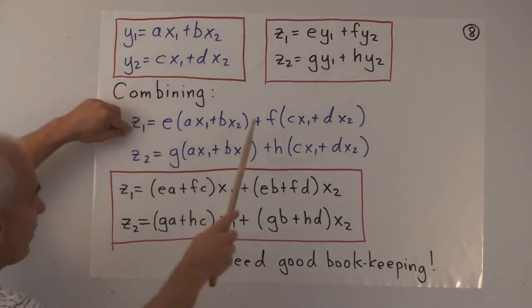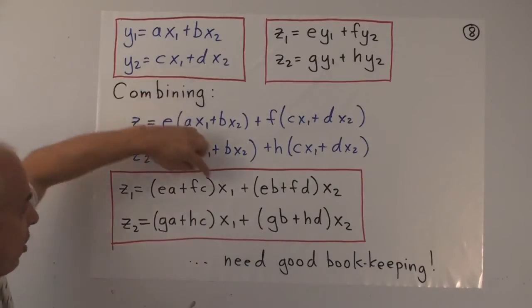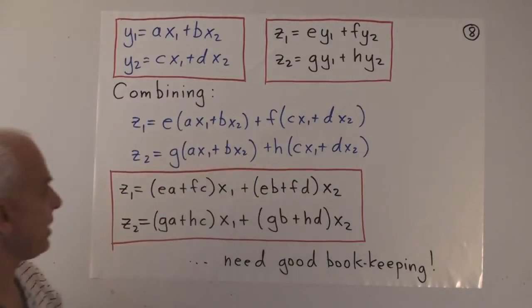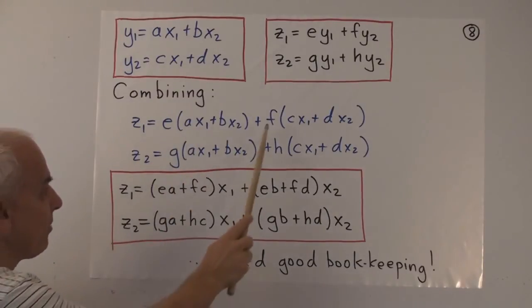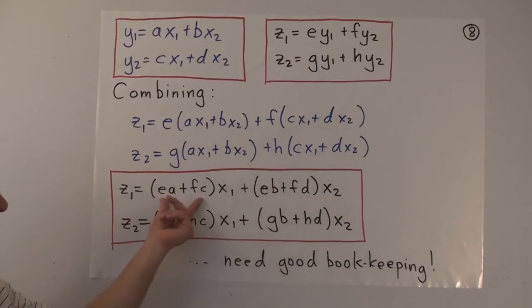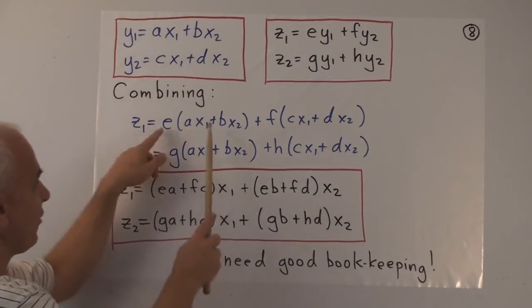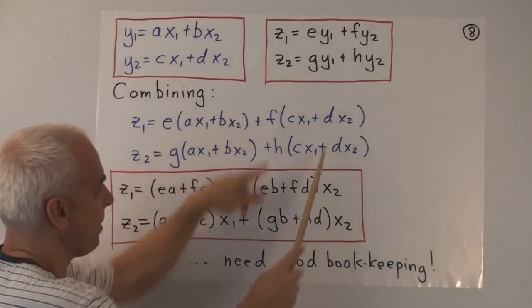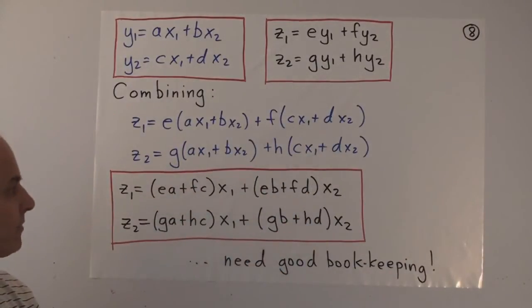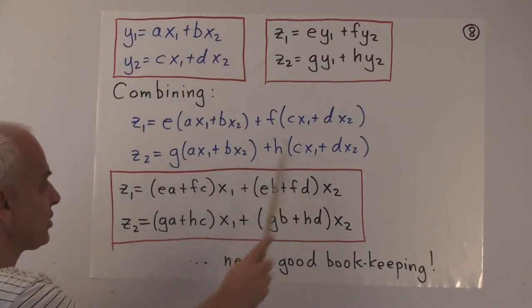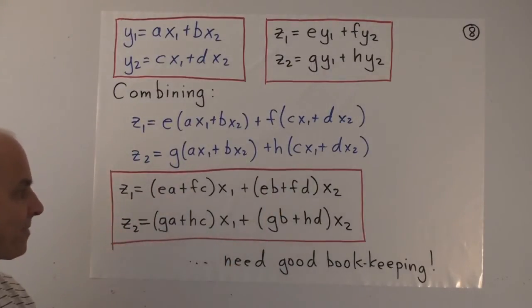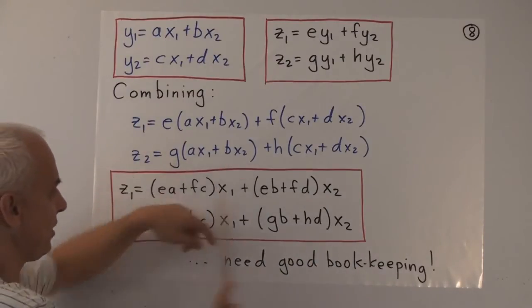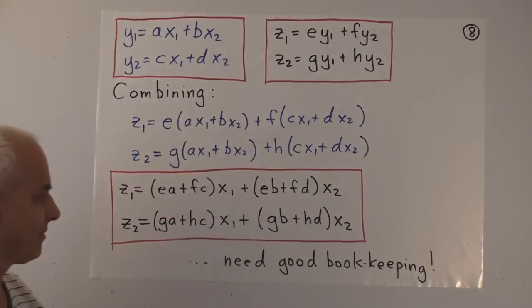And we now rewrite this, just expanding and putting all the x1s together and all the x2s together. How many x1s are there? There's e times a plus f times c. And how many x2s are there? There's e times b plus f times d. In the second line, how many x1s are there? There's g times a plus h times c. And how many x2? There are g times b plus h times d.